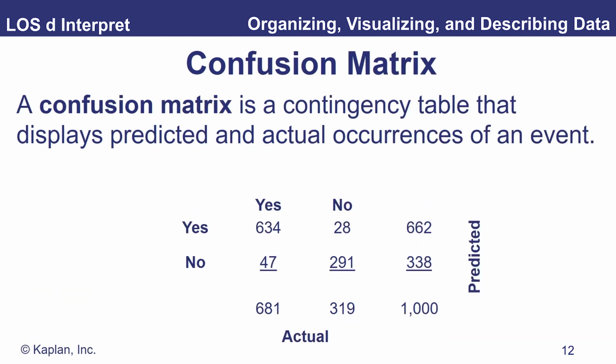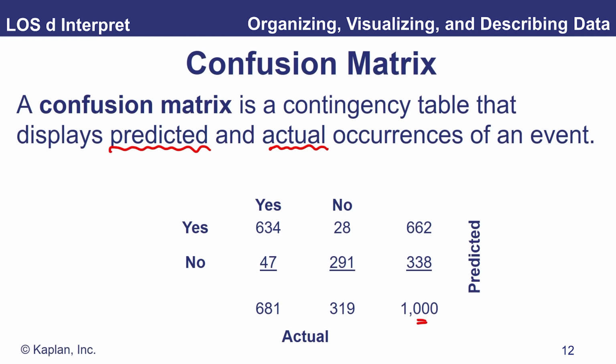Let's have a look at a confusion matrix, which is the last part of this particular module. A confusion matrix is another form of contingency table. And again, we're going to use the example in Schweser for this. It's going to display predicted and actual occurrences of an event. So this is the key point: it shows you what you predicted against what actually occurred. Now we've got a total here of 1,000 events, and we're going to label it as yes if we think an event occurs and no if we think that event doesn't occur.